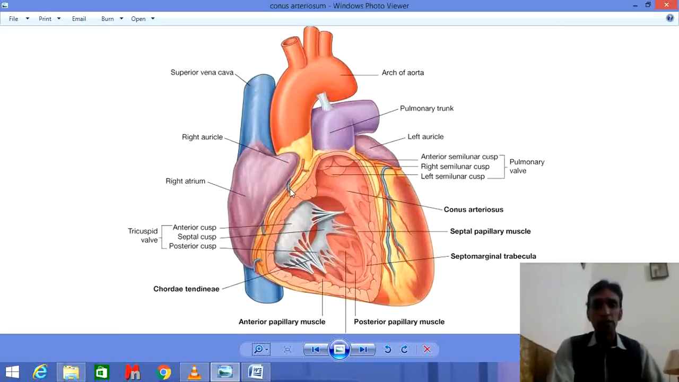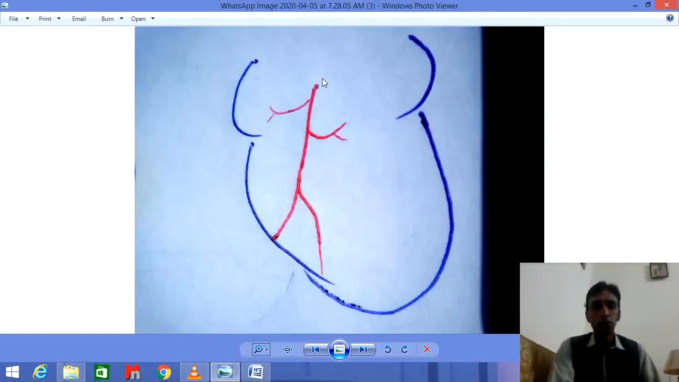This is the right coronary artery, and this is the branch of the right coronary artery. This branch is called conus arteriosus artery. Now going to the detail, this is the right coronary artery. This is the right anterior atrial artery. This is the conus arteriosus artery, which also has further branches, but this is the main branch, conus arteriosus artery.